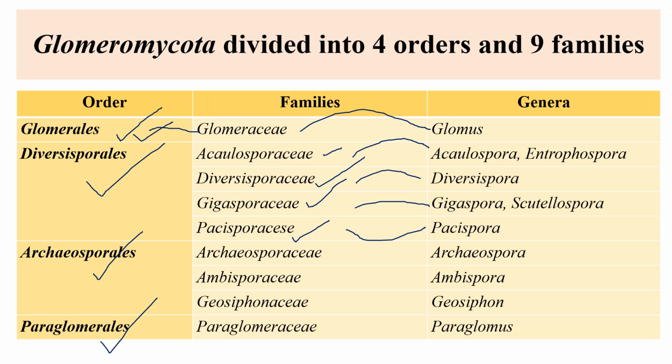And when it comes to Archaeosporales, three important families: Archaeosporaceae, Ambisporaceae and Geosiphonaceae, and the important genera that come under these families are given here. And the last one is the Paraglomeraceae family, and the one important genus is Paraglomus. These are all the important families and orders of the fungi. We must remember that in Glomeromycota there are four important orders: Glomerales, Diversisporales, Archaeosporales and Paraglomerales, and the families and all those things we will see in detail.